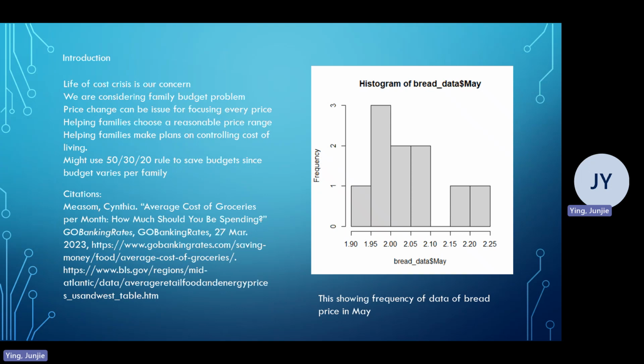We might use the 50/30/20 rule to set a budget, since the budget varies by family preference, and then you can get references and data resources from the BLS for different regions. And here is the histogram of bread data for each May, and it shows the price range and the time of occurrence.